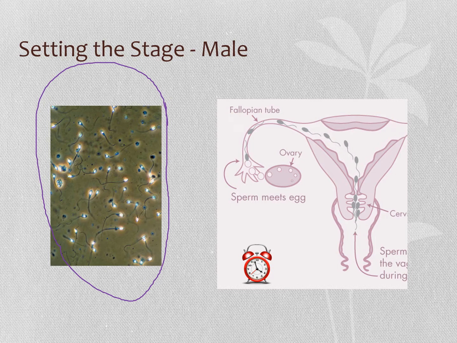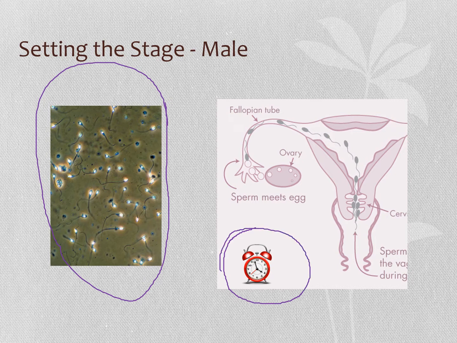They also have to be good swimmers. Sometimes sperm just kind of swim in circles. Sometimes they swim really slowly. We need to have good swimmers. The other thing is that they have to meet the egg before she dies.